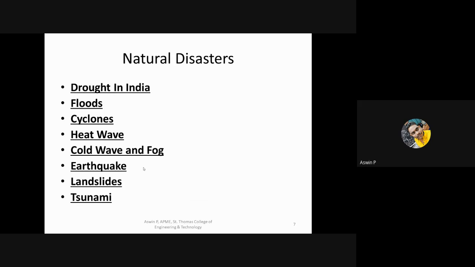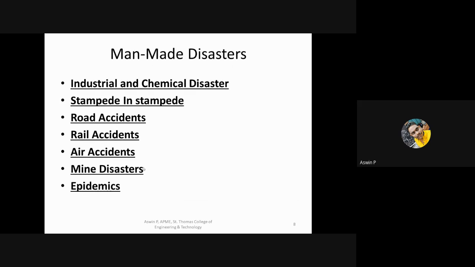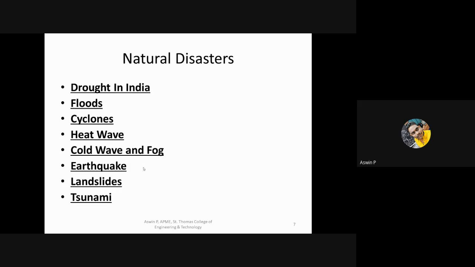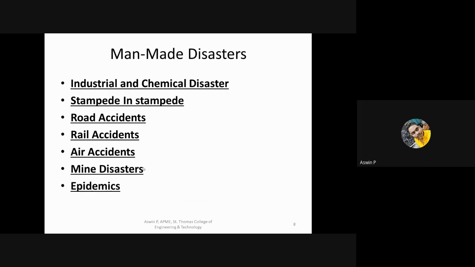Now we will discuss two kinds of disasters. All these disasters we have mentioned are classified as natural disasters and man-made disasters. The natural disasters in India include drought, flood, cyclone, heat wave, cold wave and fog, earthquake, landslide, and tsunami. All these points we have explained well, but these are natural disasters, and there are some man-made disasters.